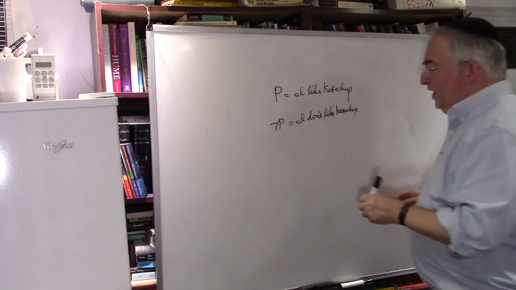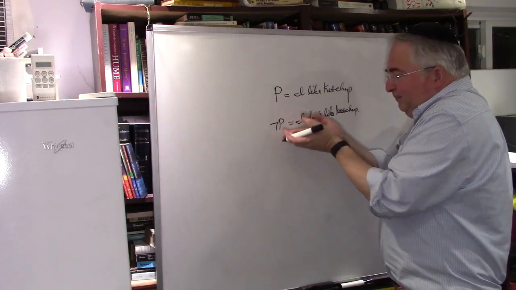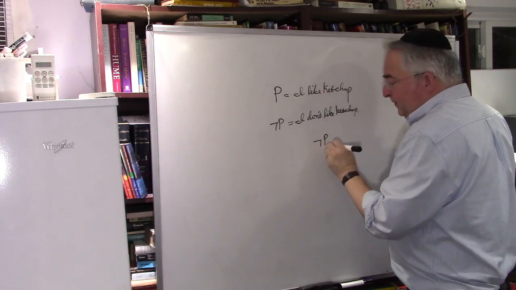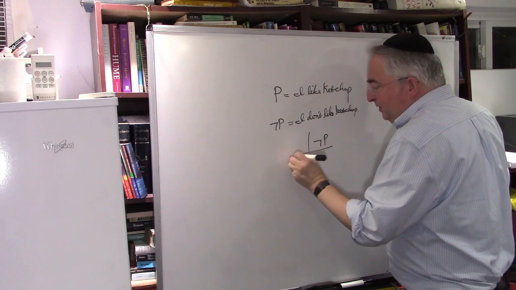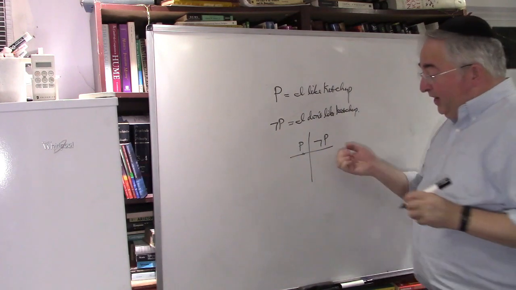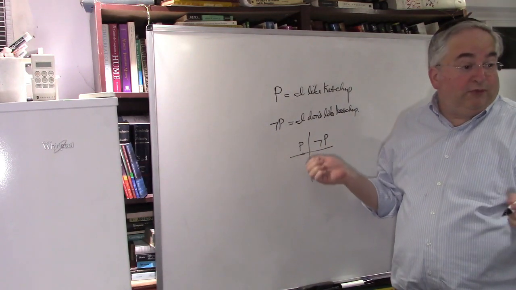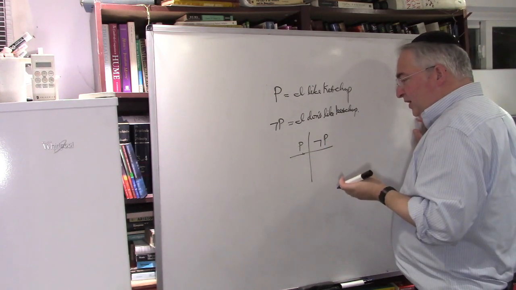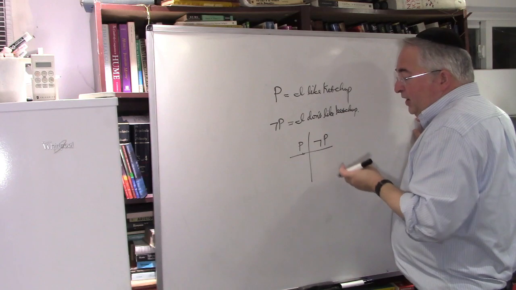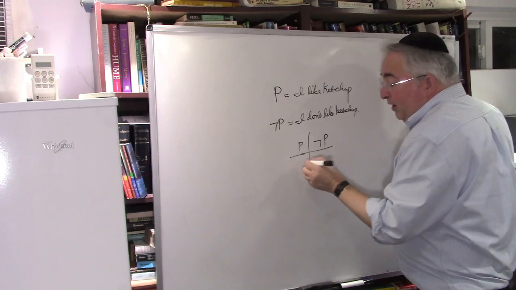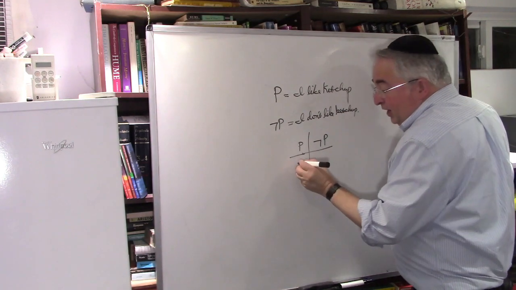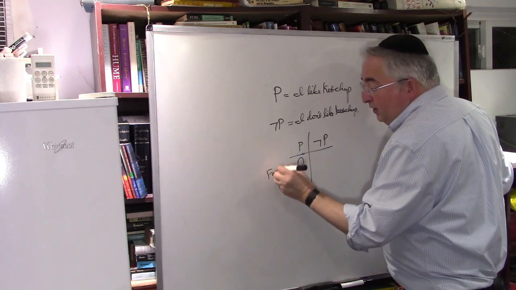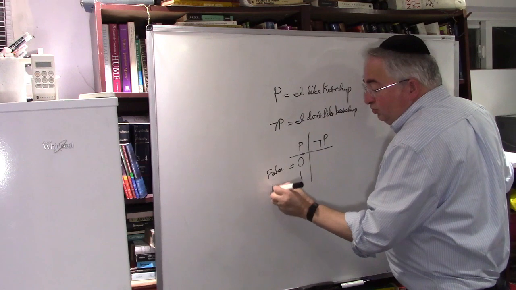Okay, fine. Now I want to know, is not P true or false? So we're going to make a truth table for not P. There are two possibilities. Is not P true or false? Well, it depends. What's P? Well, P can only be two things. Either I don't like ketchup, so 0 is false, and 1 is true.